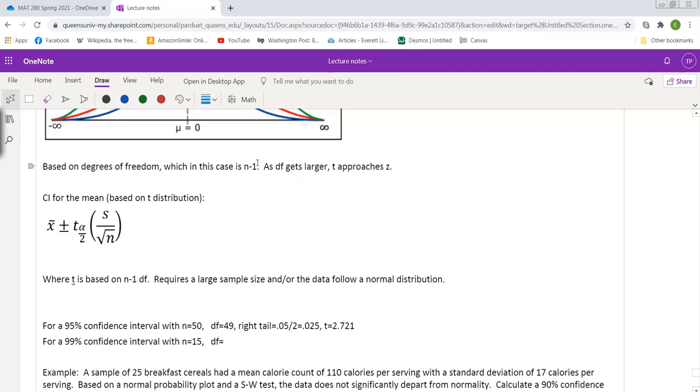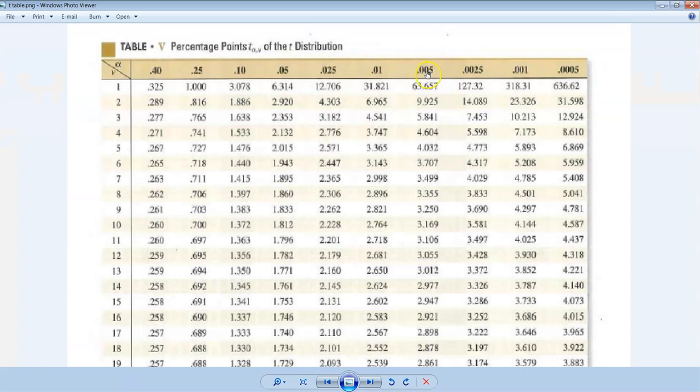All right, so here, 15 minus 1 gives us 14 degrees of freedom. And in the right tail, because this is a 99% confidence interval, it's 0.01 over 2, so 0.005. So if we look for 14 degrees of freedom in the 0.005 column, 14 degrees of freedom is 2.977.